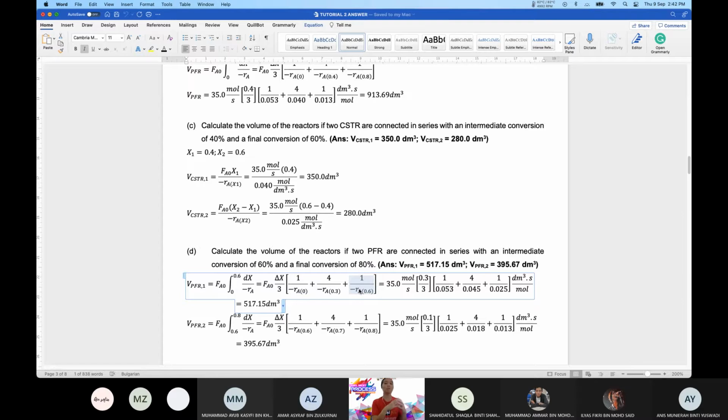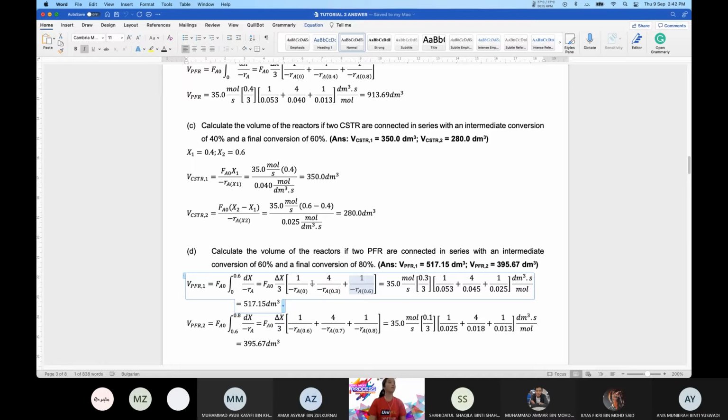So my final x is 0, not my final x, my x1 at the first reactor. Sebab kalau cakap final x, x2 pula kan, tak boleh. So it's my x1. So x1 saya 0.6. Sebab reactor saya, first one, convert 0, 0.6.